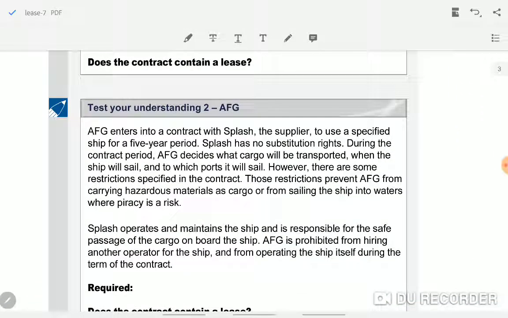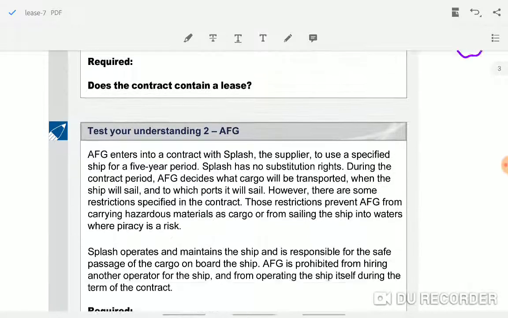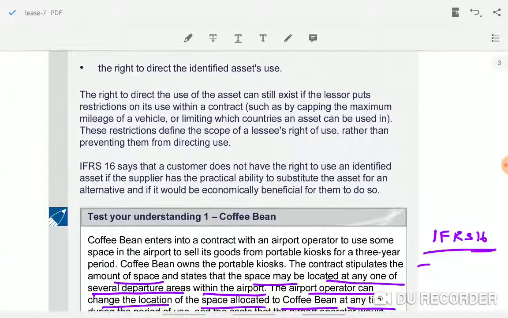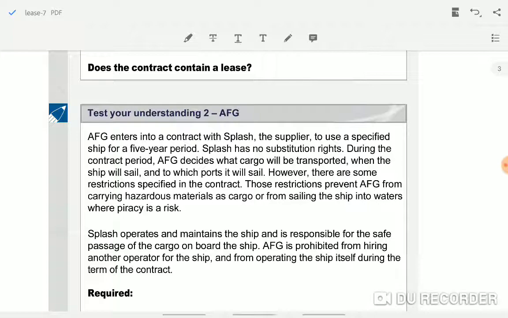See, second scenario. We have seen one more point. No, lessor has the right to impose restrictions on the use of the asset, and these restrictions will be included in the contract. Just because the restrictions are there, it doesn't mean that it prevents a lessee from directing the use of the asset. It only defines the scope of lessee's right of use. Okay, for that this scenario. Second one.